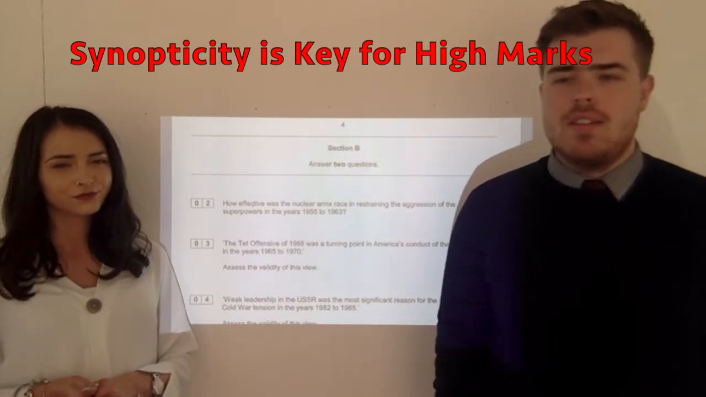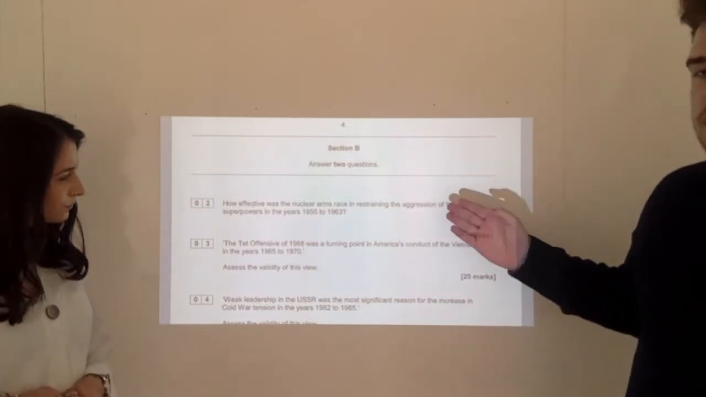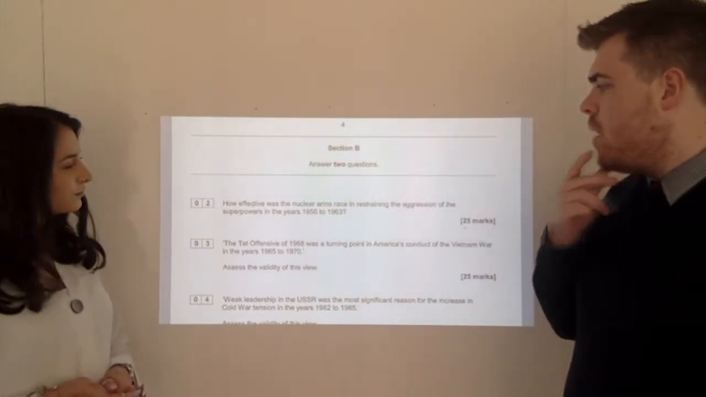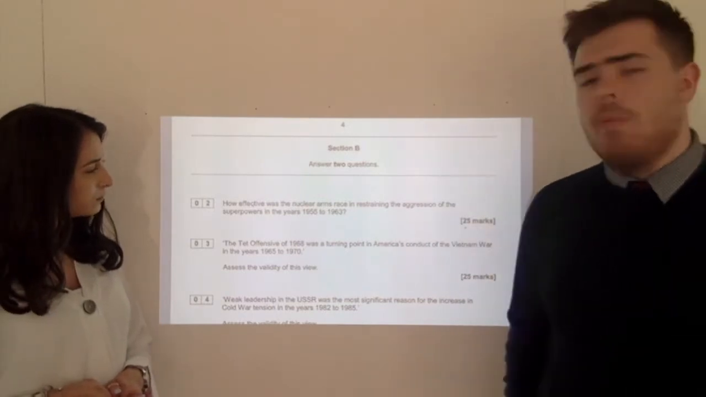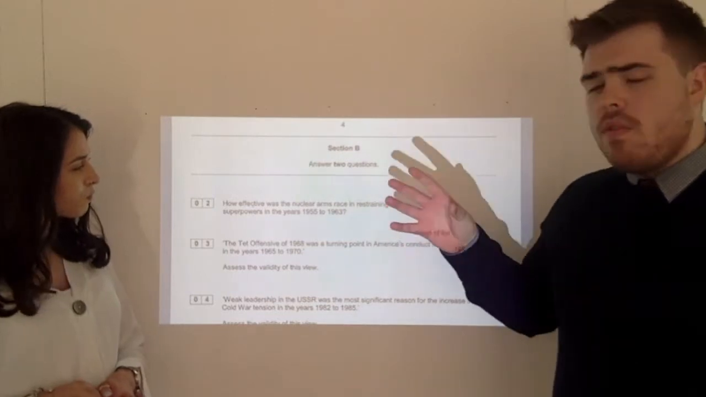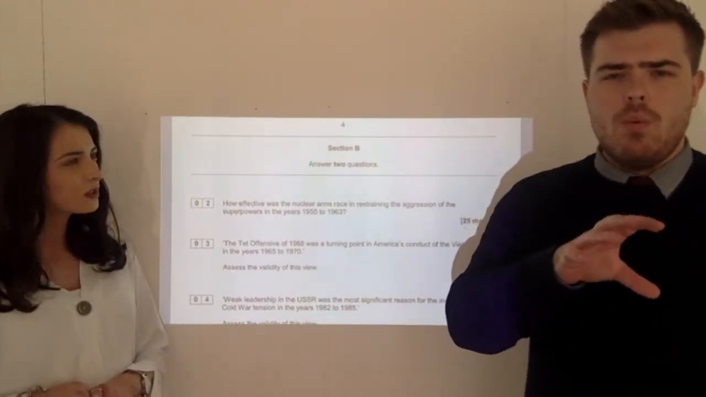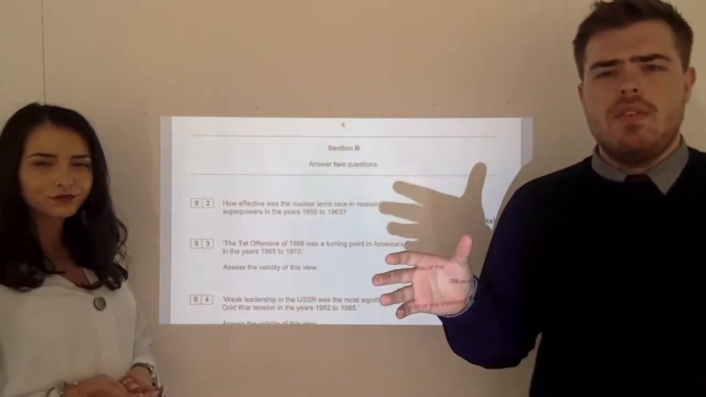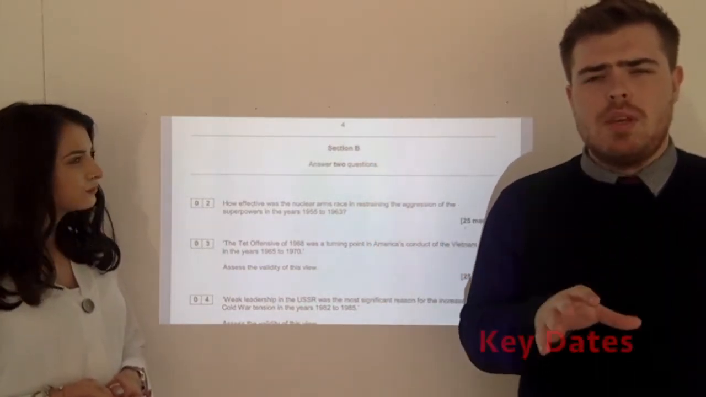that may be necessary to get a high mark answer. So for example, if we look at this question from June 2017, we look at how effective was the nuclear arms race in restraining the aggression of the superpowers in the years 1955 to 1963. And if you revised in some of these ways where you look at the key words, events and people, it will immediately become clear that between 1955 and 1963 we have some key dates.